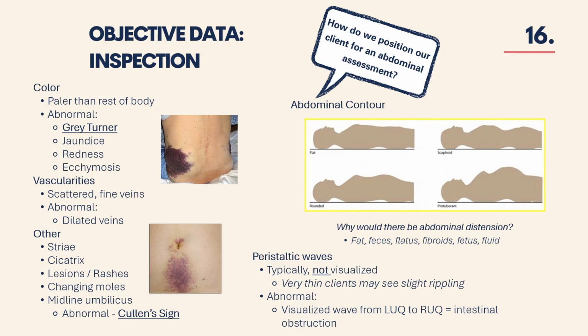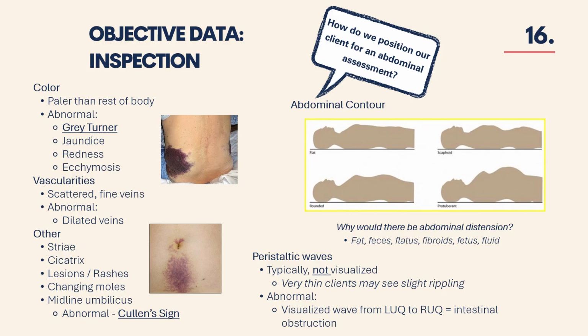So is it flat? Is it scaphoid? Scaphoid's going to be more sunken in. You have rounded. And then you have protuberant. And you can see that in the image on the difference between them. So why would there be abdominal distension where they are maybe rounded or protuberant? That's your F's. So your 6 F's: fat, feces, flatus, fibroids, fetus, and fluid.